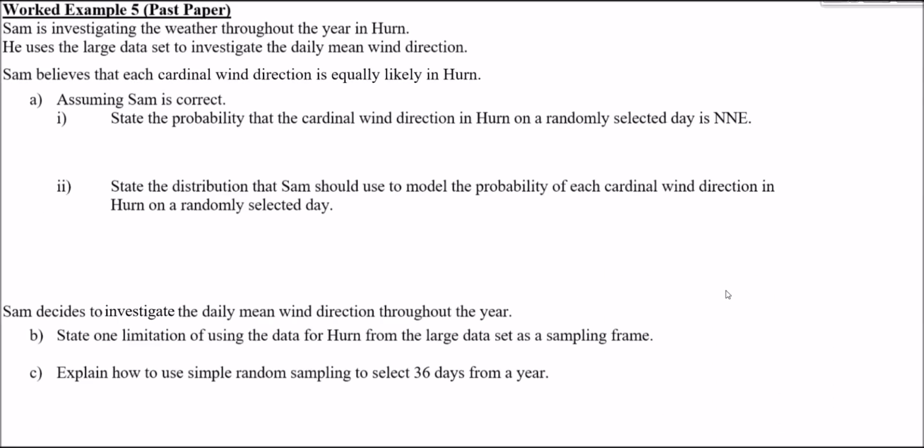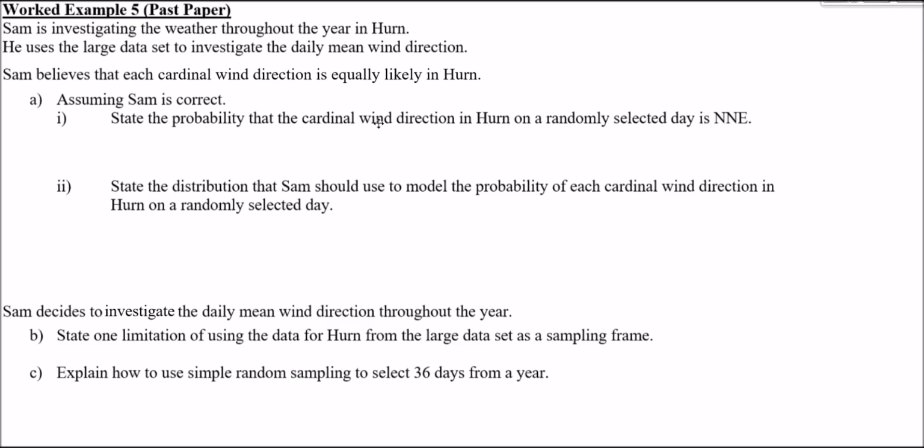Finally, worked example 5. So this time, Sam is investigating the weather throughout the year in Herne. He uses the larger data set to investigate the daily mean wind direction, and Sam believes that each cardinal wind direction is equally likely in Herne. So let's assume that he's correct. So for part 1 of A, assuming he's right, state the probability that the cardinal wind direction in Herne on a randomly selected day is north-northeast.